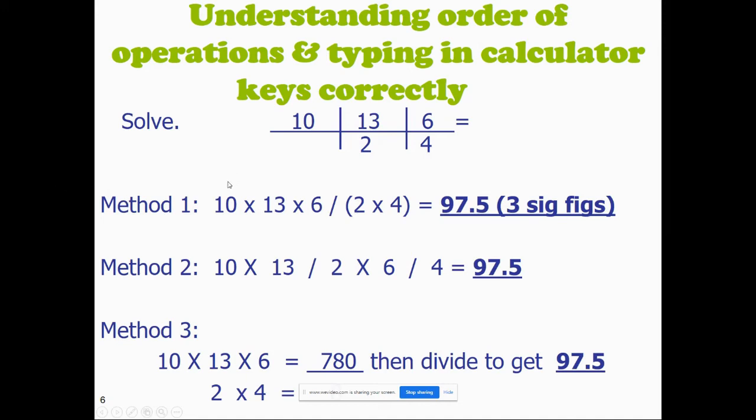The other option, because you're just multiplying fractions, is you can just multiply the top and write that number. Then multiply the bottom and write that number. And then divide the two.